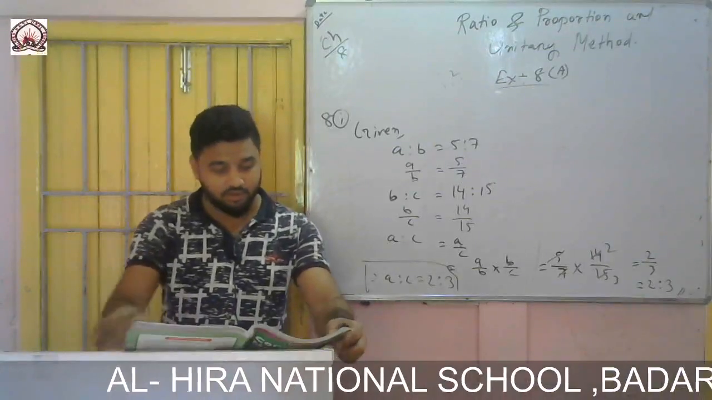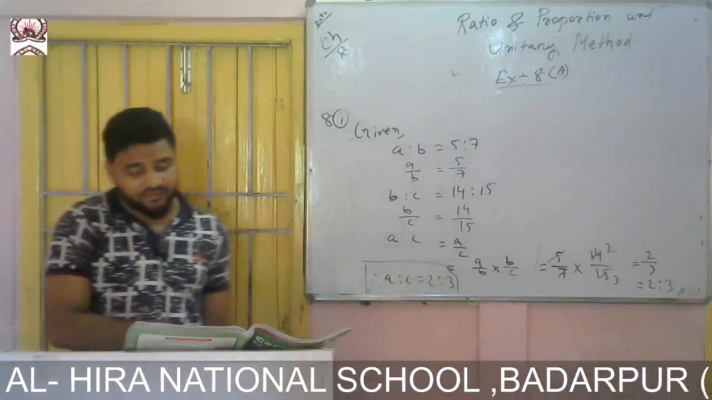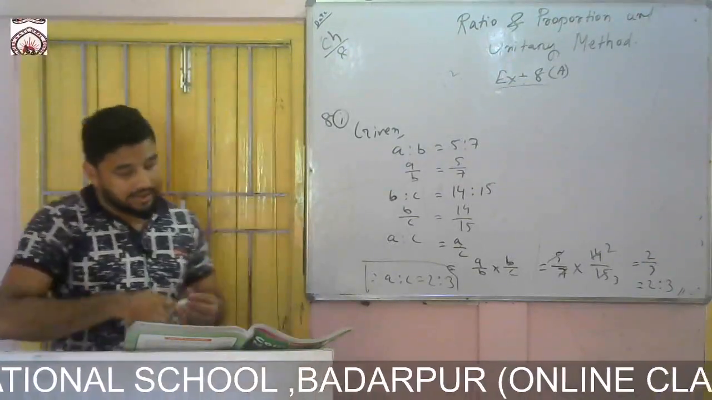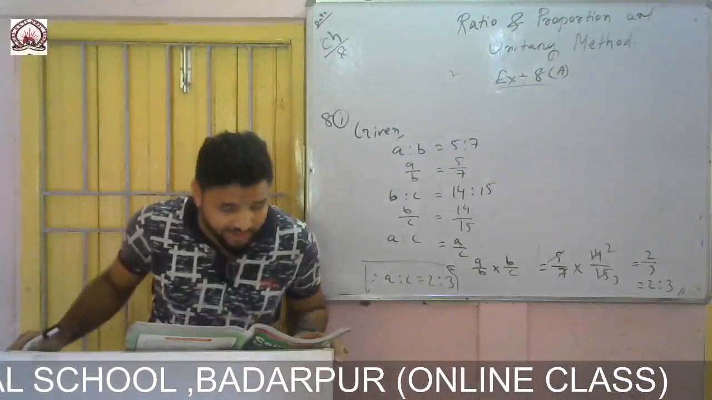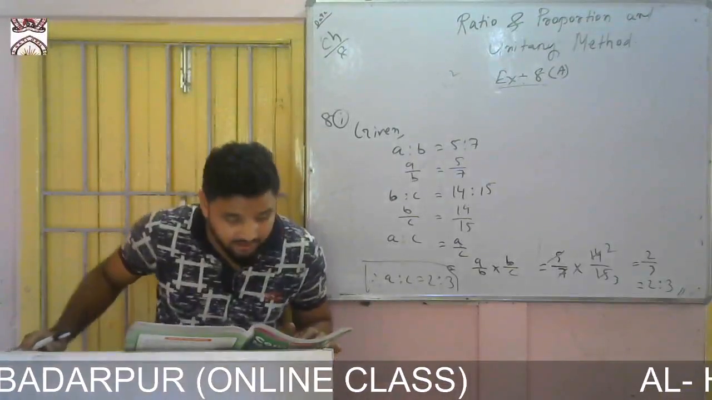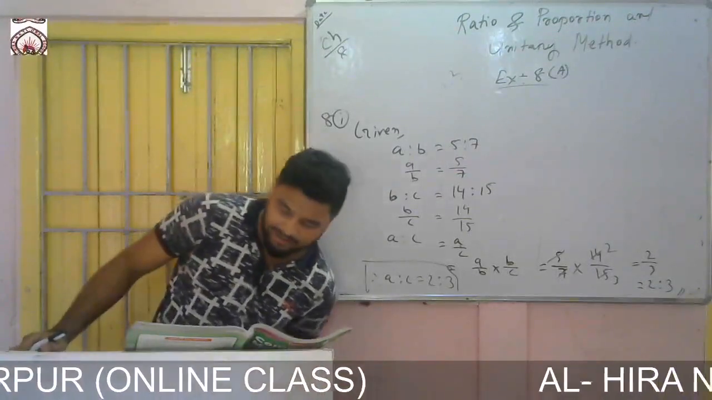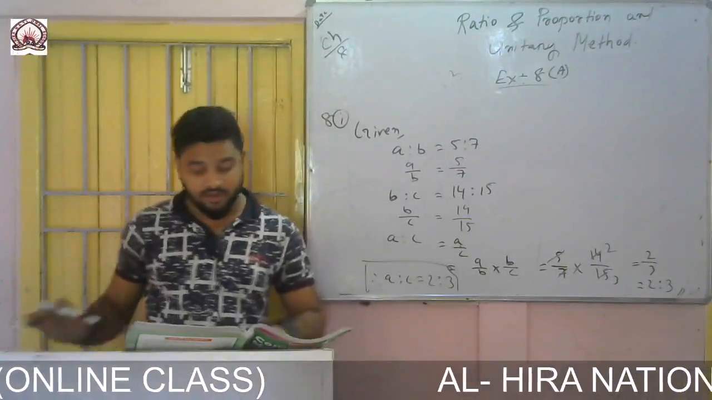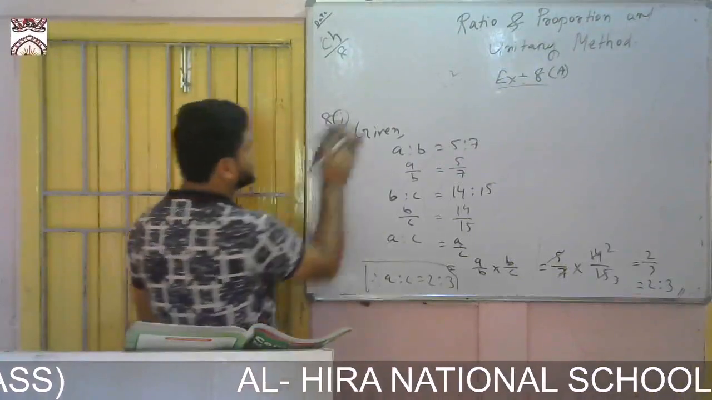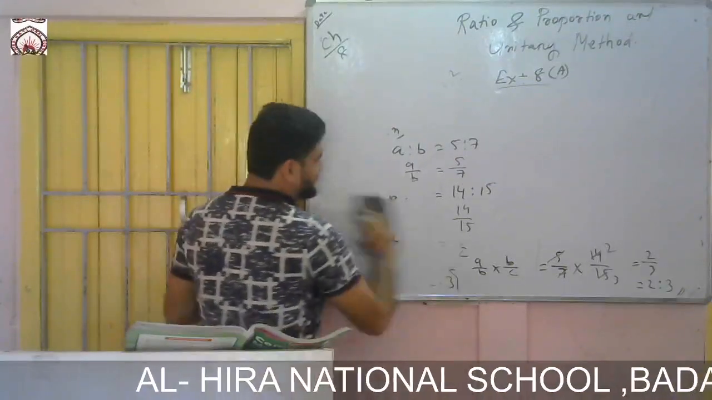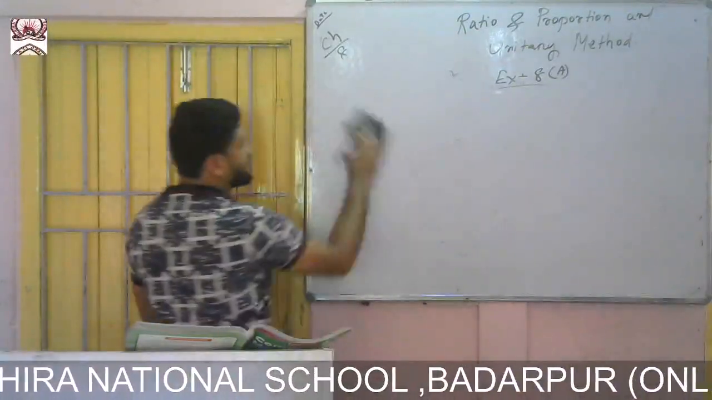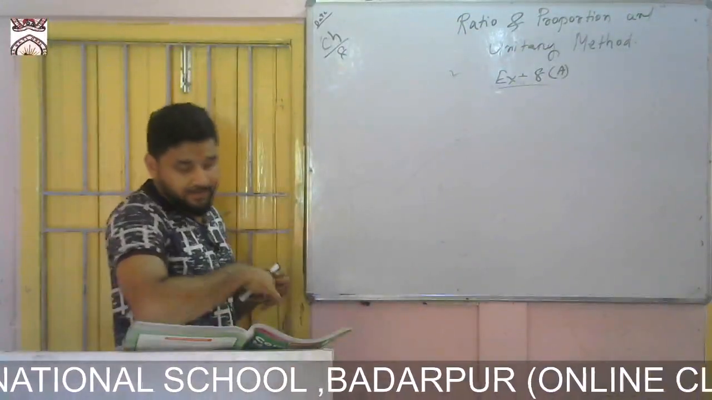Now come to question number 8.2. If x is to y equals 2 is to 7, and y is to z equals 9 is to 11, then find x is to y is to z. We need to find x, y, z. So see, write the given first like this.